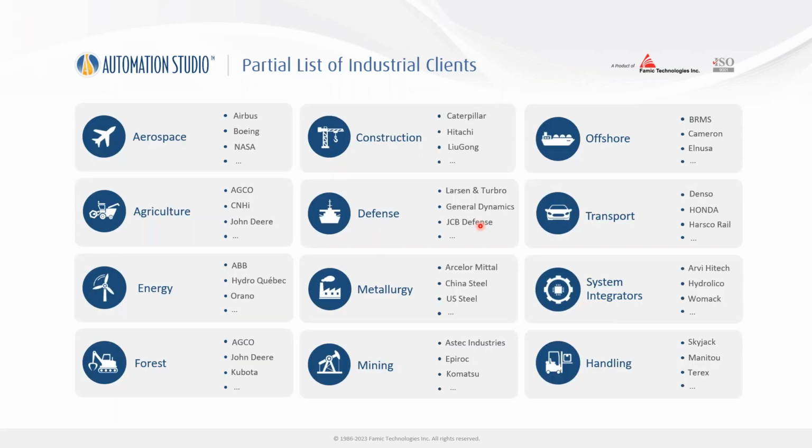So this is the partial list of our industrial clients. We have clients from various industries like NASA, Boeing, Airbus, CNHI, John Deere, Orano, Kubota, Caterpillar, Hitachi, L&T, JCB Defense, China Steel, US Steel, Epiroc, Komatsu, Cameron, Honda, RV Hightech, Skyjack, Terex.